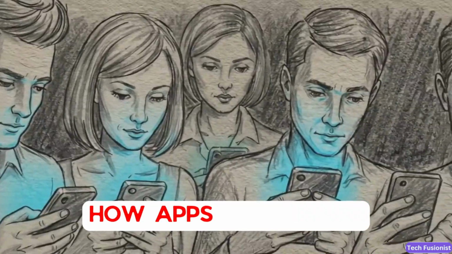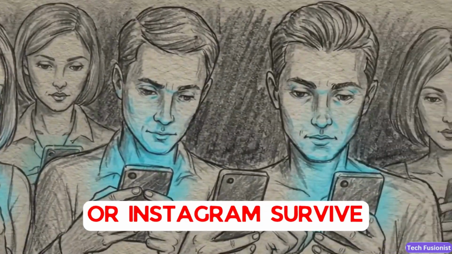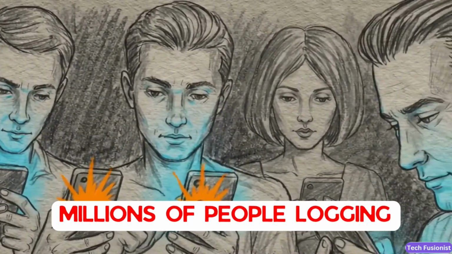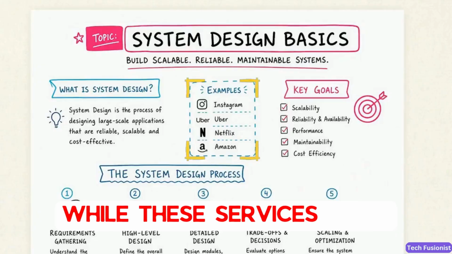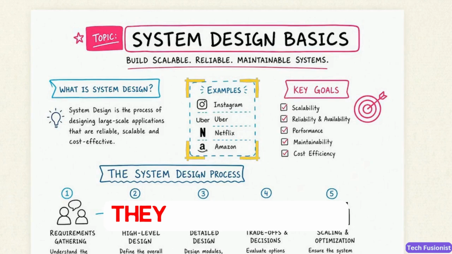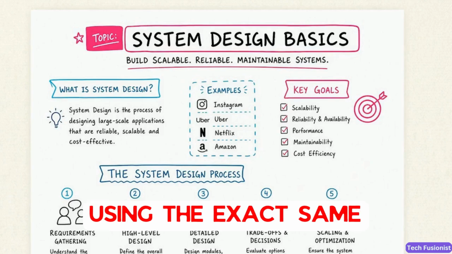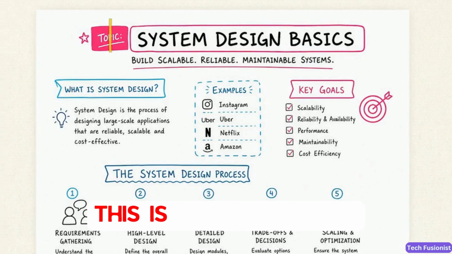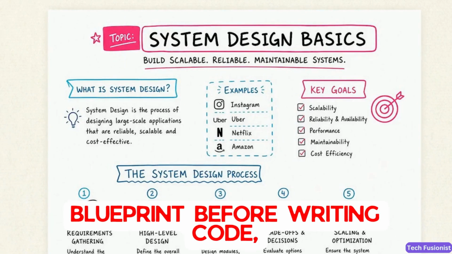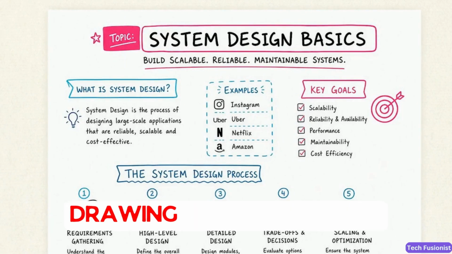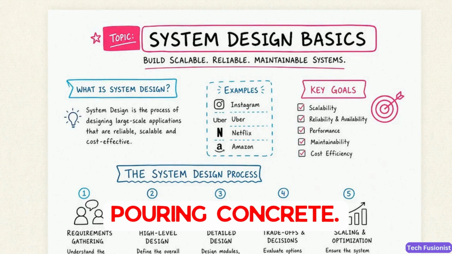Have you ever wondered how apps like Netflix or Instagram survive millions of people logging on at the exact same time without instantly crashing? While these services look different from the outside, they are all built using the exact same structural patterns. This is system design. As shown, it's drawing a digital blueprint before writing code, much like an architect drawing a house before pouring concrete.